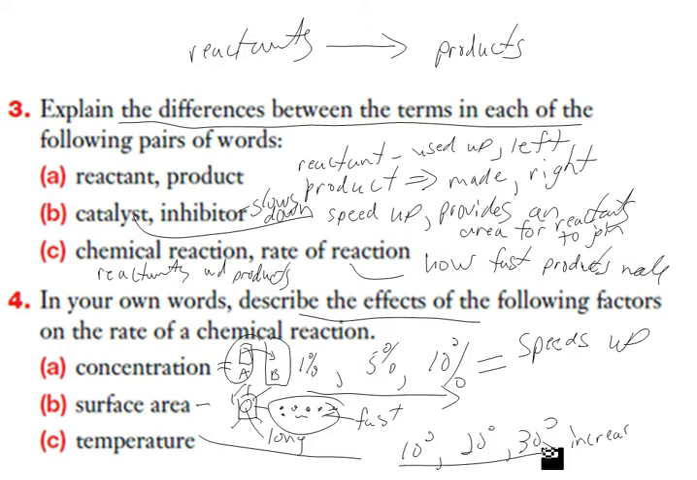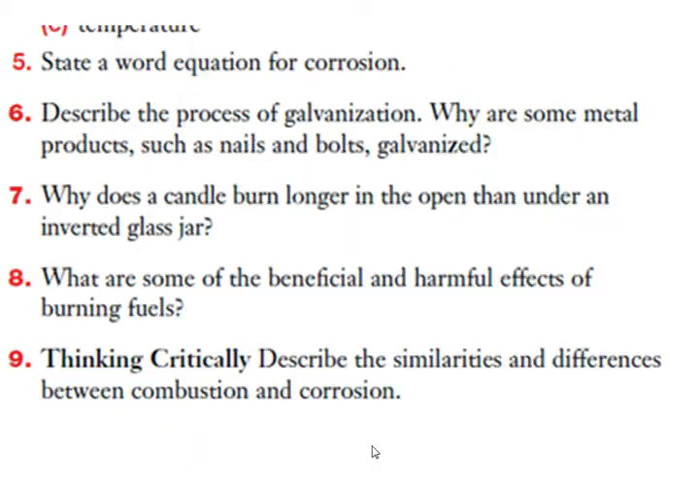And temperature, when we go from 10 to 20 to 30 degrees Celsius, as we increase temperature, reaction rate increases. It happens faster. And the reason for this is the particle theory. Higher temperature particles are moving faster randomly around and have a greater chance to collide to make products.